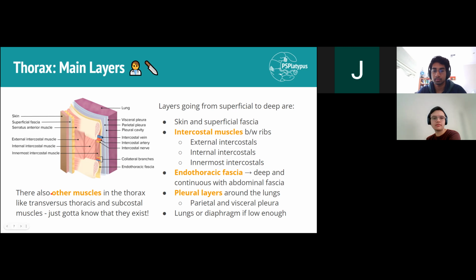Now, there are other muscles in the thorax, which I haven't discussed just because they're not actually that important. They're of anatomical significance, not so much of clinical significance, although they may be activated when you are in respiratory distress, when you really need even more muscles to be recruited to help you to breathe. So you've got things like transversus thoracis, and then you've got the subcostal muscles, which are just underneath the lower ribs. If you want to know what they look like, just have a quick Google search. They do look pretty cool, but you just have to know that they exist and nothing more than that.